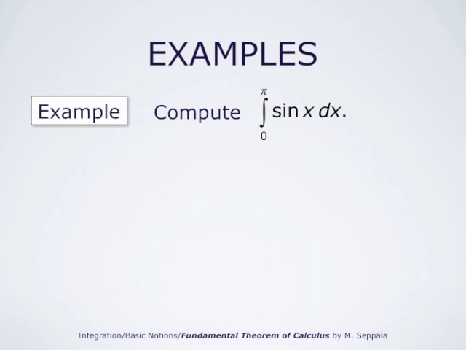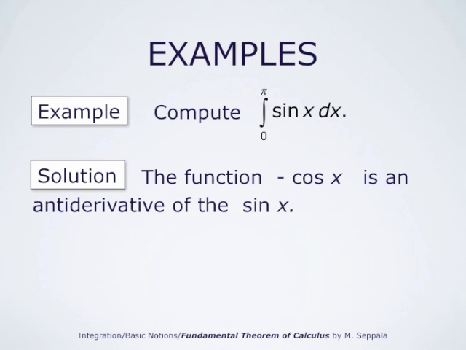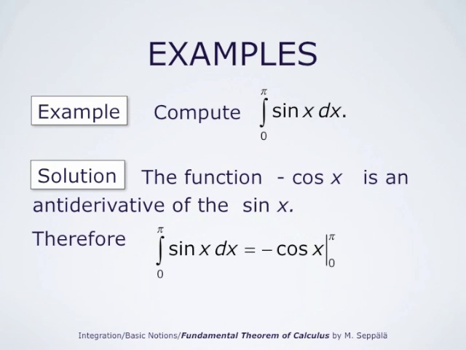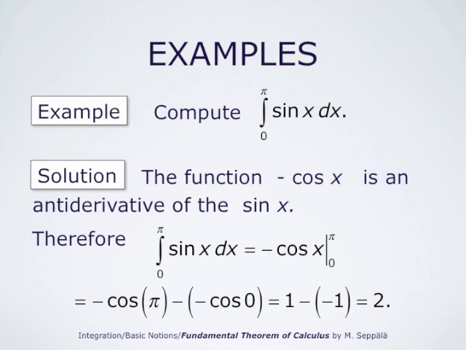Let us take an example. Compute the integral from 0 to pi of sine of x dx. This is the area of a domain bounded by the graph of the sine function over the interval from 0 to pi. We know that negative cosine is an antiderivative of sine. Therefore, the integral from 0 to pi of sine of x dx is a substitution of negative cosine of x from 0 to pi. When we substitute the upper limit, negative cosine pi, we get 1. And from the lower limit, we get negative cosine at 0, that is negative 1. So the substitution is 1 minus negative 1, and this amounts to 2. So we conclude that the integral from 0 to pi of sine of x dx is 2.